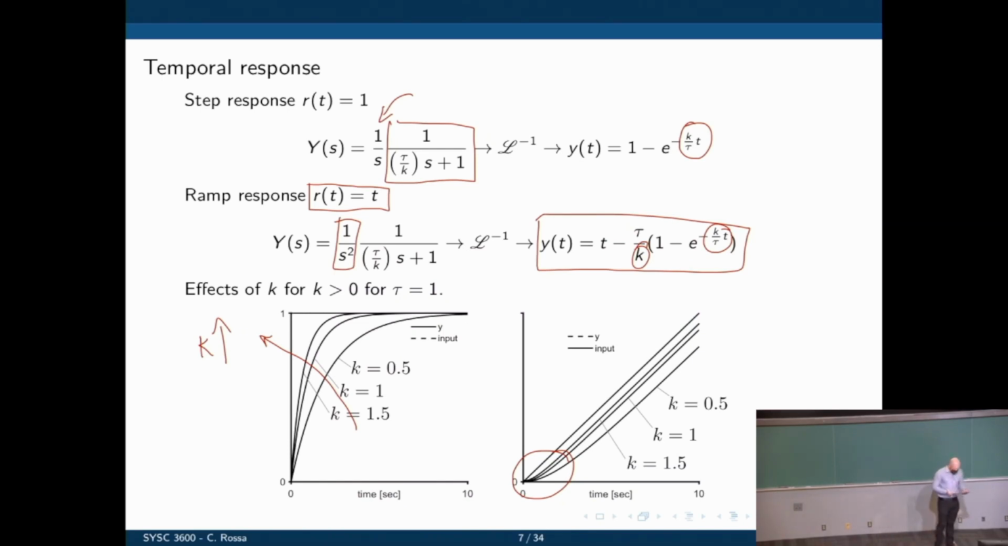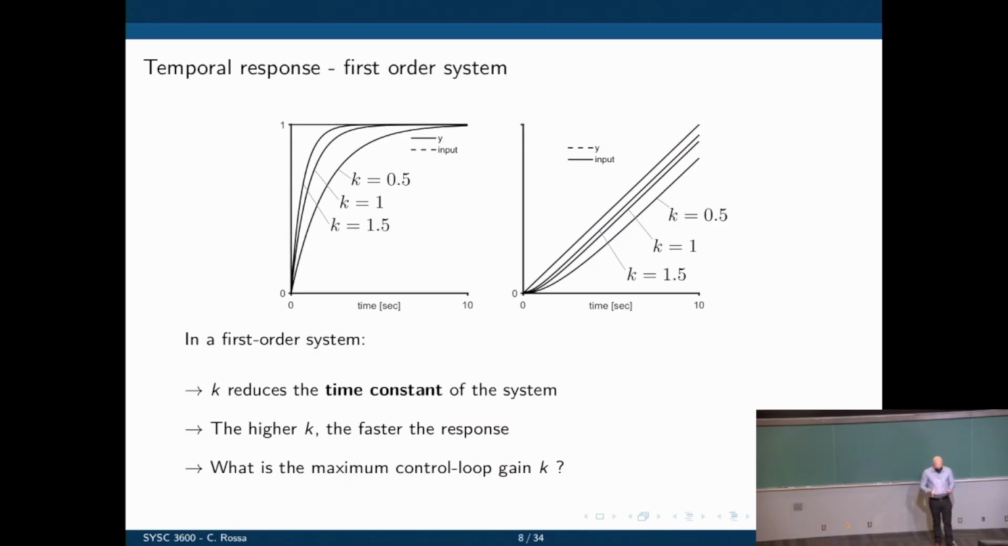So with this simple analysis, we can conclude that this value of K in a first order system decreases the time constant. The higher K, the faster the response. We are directly affecting how the system reaches a steady state, how much time it takes to reach a steady state. So in theory, everything is fine. The higher K, the faster the system is. What then is the physical limit? Is there any limit for K in a first order system?